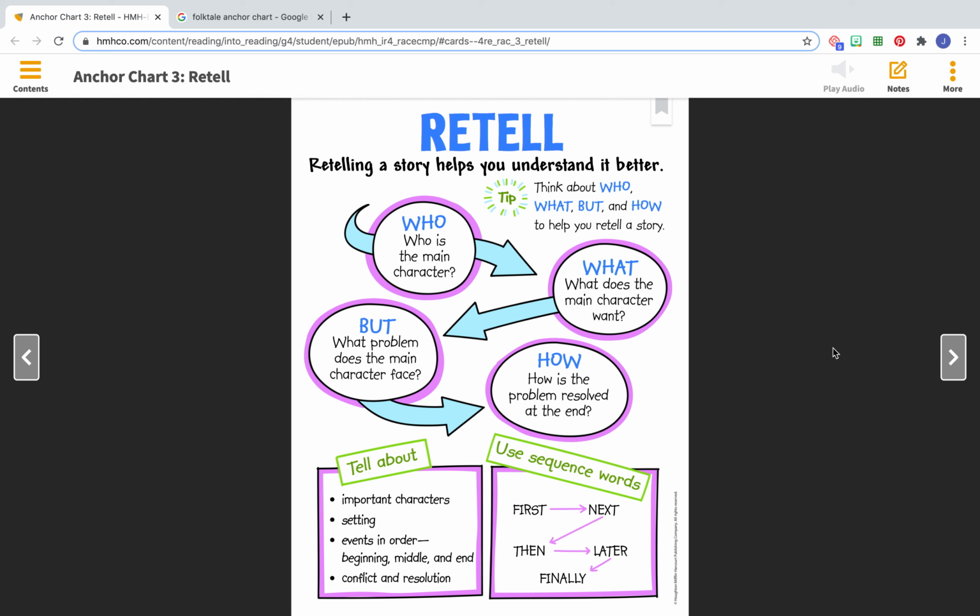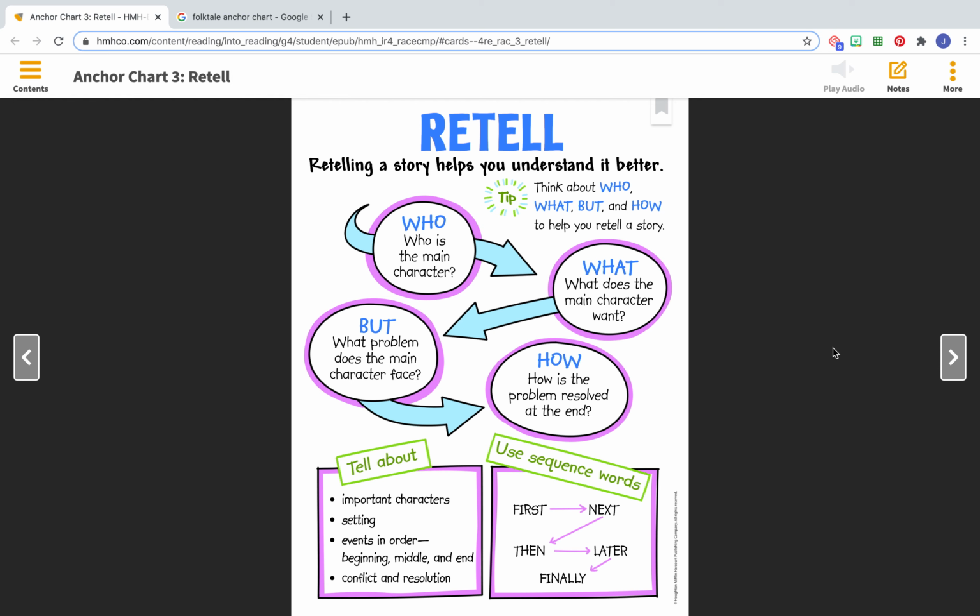Boys and girls, we are going to talk today about retell. Retelling a story helps you understand it better. It's one of the ways that you can improve your understanding of a story. When you retell, you need to restate and describe important elements of the story in your own words.